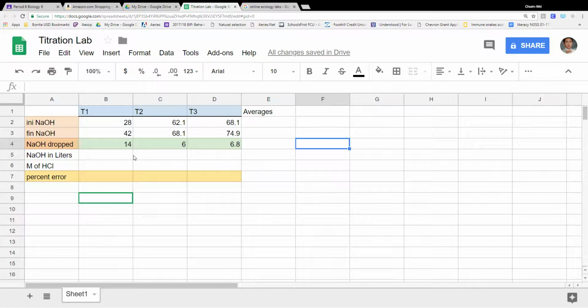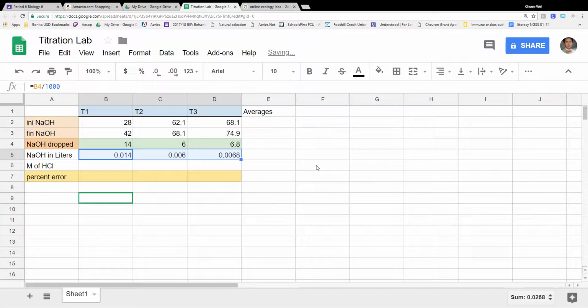Okay, step 2, we got to convert this amount, which is in milliliters, and I want to turn it into liters. That's very easily done. I do equal sign, this amount, and we're going to divide that by 1,000, because that's how you convert milliliters to liters. So it's a very tiny amount, 0.014 liters. And I can do the same thing. I'm just going to drag across, and now I got all those numbers.